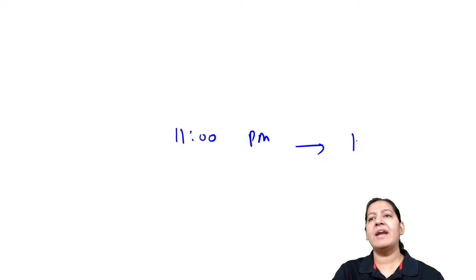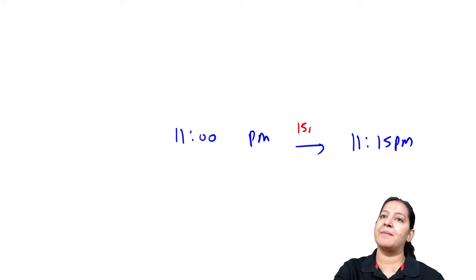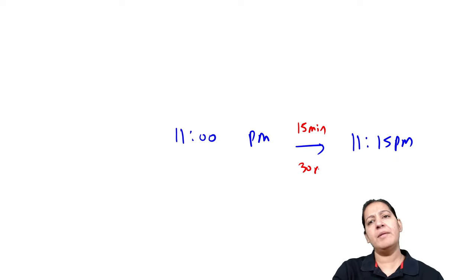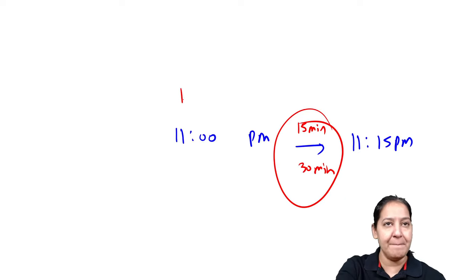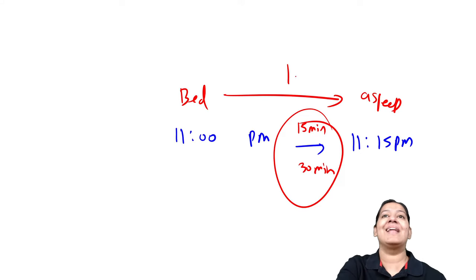I go to the bed and I just get to sleep at 11:10 or 11:15. A normal person's latency time is usually 15 minutes to 30 minutes, the time after going to bed that the person falls asleep. This time is known as latency time.